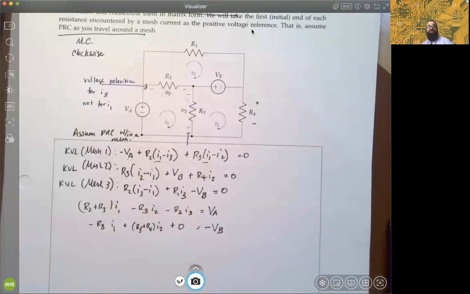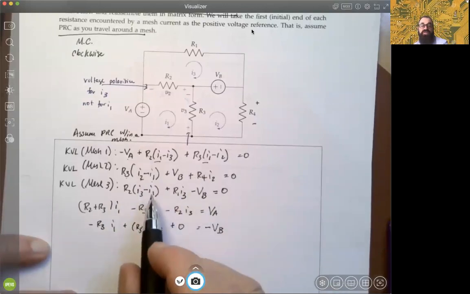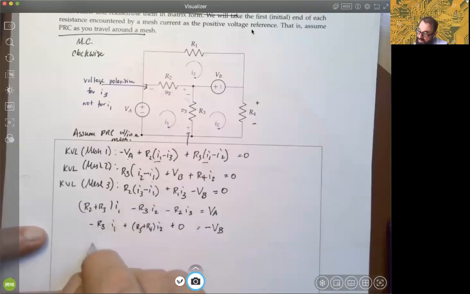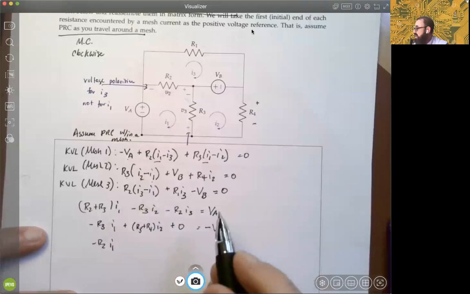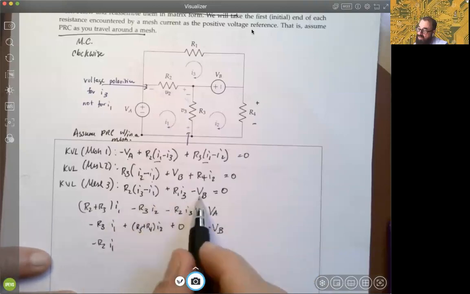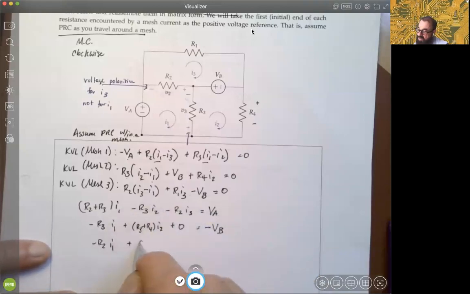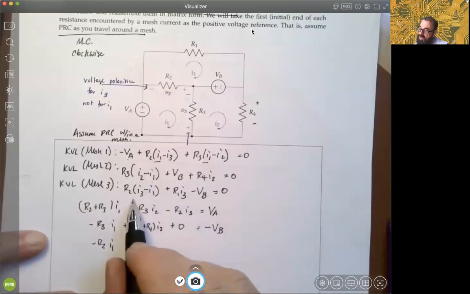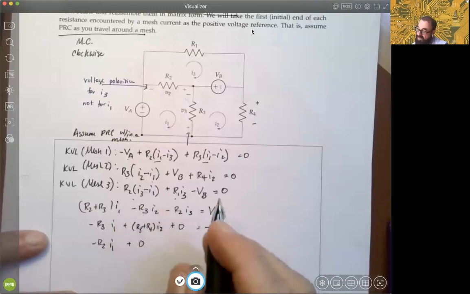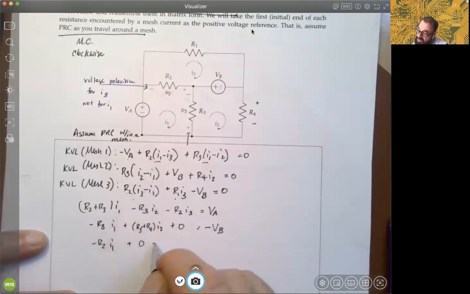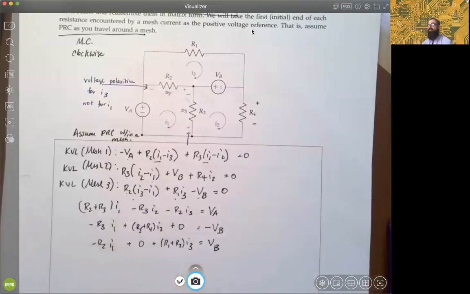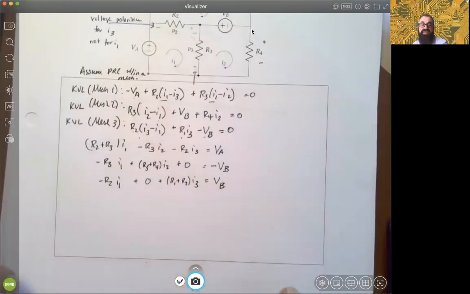Let's see if you can do the last one. Look for the coefficient for I1. There's only one this time. It's going to be negative R2. What about I2? There is no mesh current 2 in that equation, so I got a 0. And then for I3, it should be a positive R1 and a positive R2 for the resistances. So we'll have R1 plus R2 times I3. And then the negative voltage VB will come over to the right as positive. Okay? And there we have it. We have it ready to set up.